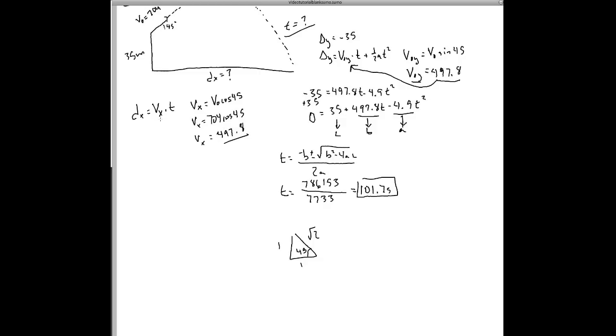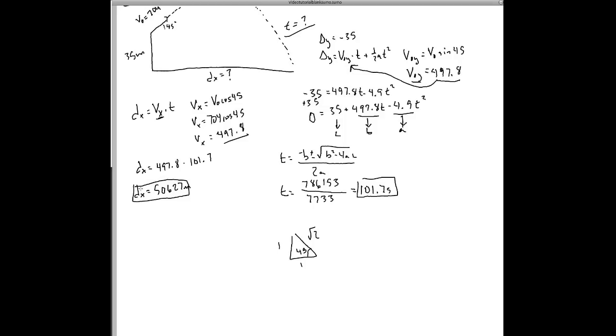So take this, plug it in for our Vx. I'm looking for my distance, or my range, dx. So this is your range, or how far the bullet goes. That becomes 497.8, and then that times my total time, which is 101.7. That gives you a big old distance of 50,627. 50,627, and always write your units.